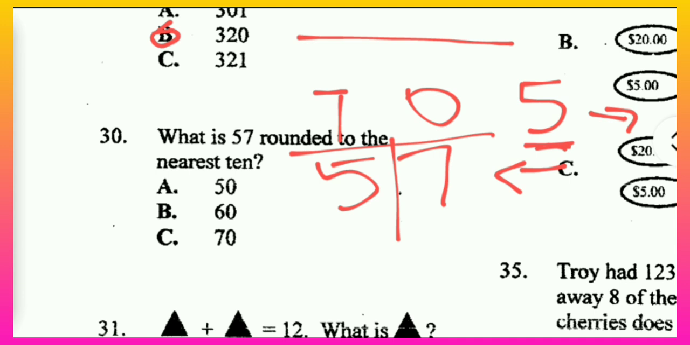So because 57, the digit here is 5. Remember, if it's 5 or more, we go up. So the next tens from 57 would be what? From 5 it would be 6. So the answer is B. What a big circle, taking up some of C. The answer is B. So from 57 we're moving up to 60.